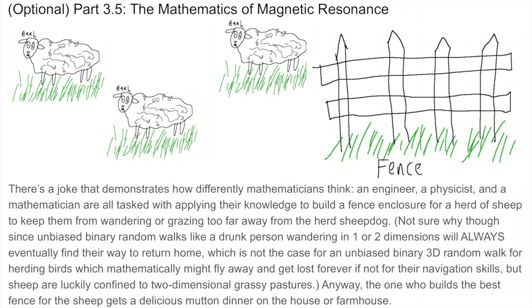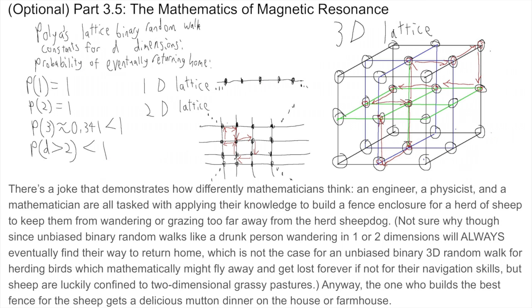There's a joke that demonstrates how differently mathematicians think. An engineer, a physicist, and a mathematician are all tasked with applying their knowledge to build a fence enclosure for a herd of sheep to keep them from wandering or grazing too far away from the herd sheepdog. Not sure why, though, since unbiased binary random walks, like a drunk person wandering in 1 or 2 dimensions, will always eventually find their way to return home, which is not the case for an unbiased binary 3D random walk for herding birds, which mathematically might fly away and get lost forever, if not for their good navigation skills, but sheep are luckily confined to 2-dimensional grassy pastures.